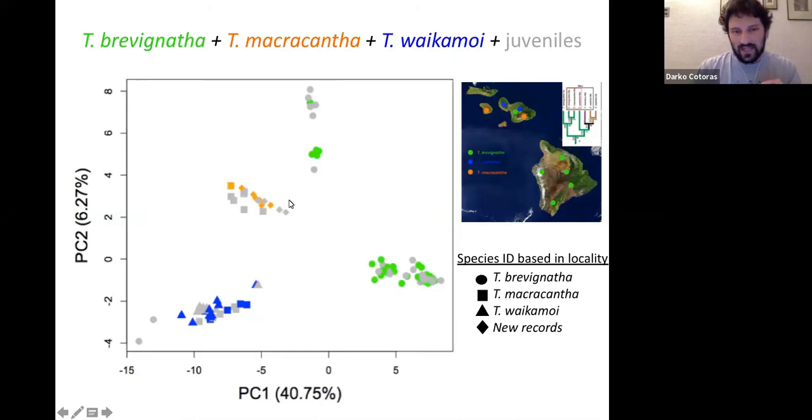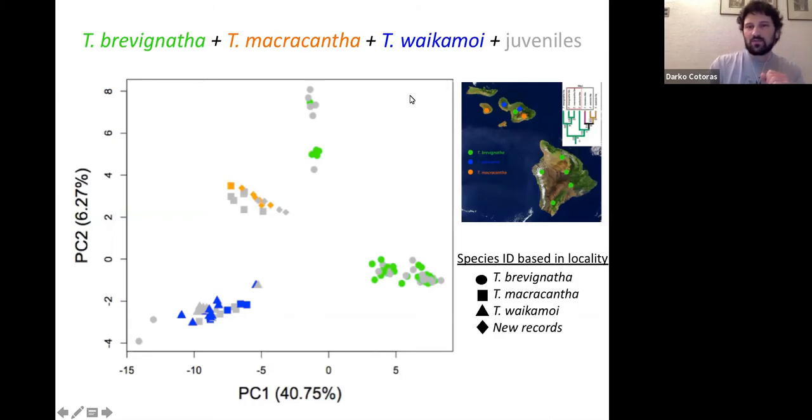Then we move on to the next group. Here's orange Macracantha. By locality should be a square, by morphology should be orange. So we have an orange square, perfect. We have a gray square, so that's a juvenile of Macracantha, very good. And we have this diamond, which is a new record. So we did collections in Kolau Forest Reserve in Maui. We didn't know what to find there. There's no previous record, so we didn't have a prior. But by looking at the morphology, like in this case, we realize it's Macracantha. So basically here we have a compact group of Macracantha specimens. Remember, those come from Lanai and Maui.